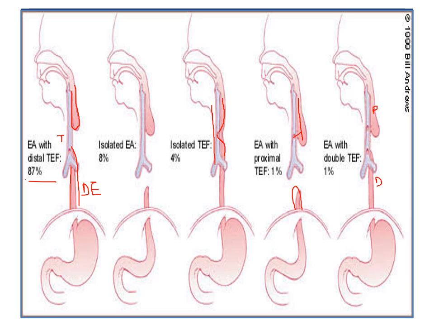The one you need to really remember is the first, which is the most common. About 85% or 87% of cases tend to present as a distal tracheoesophageal fistula with a proximal esophageal atresia.